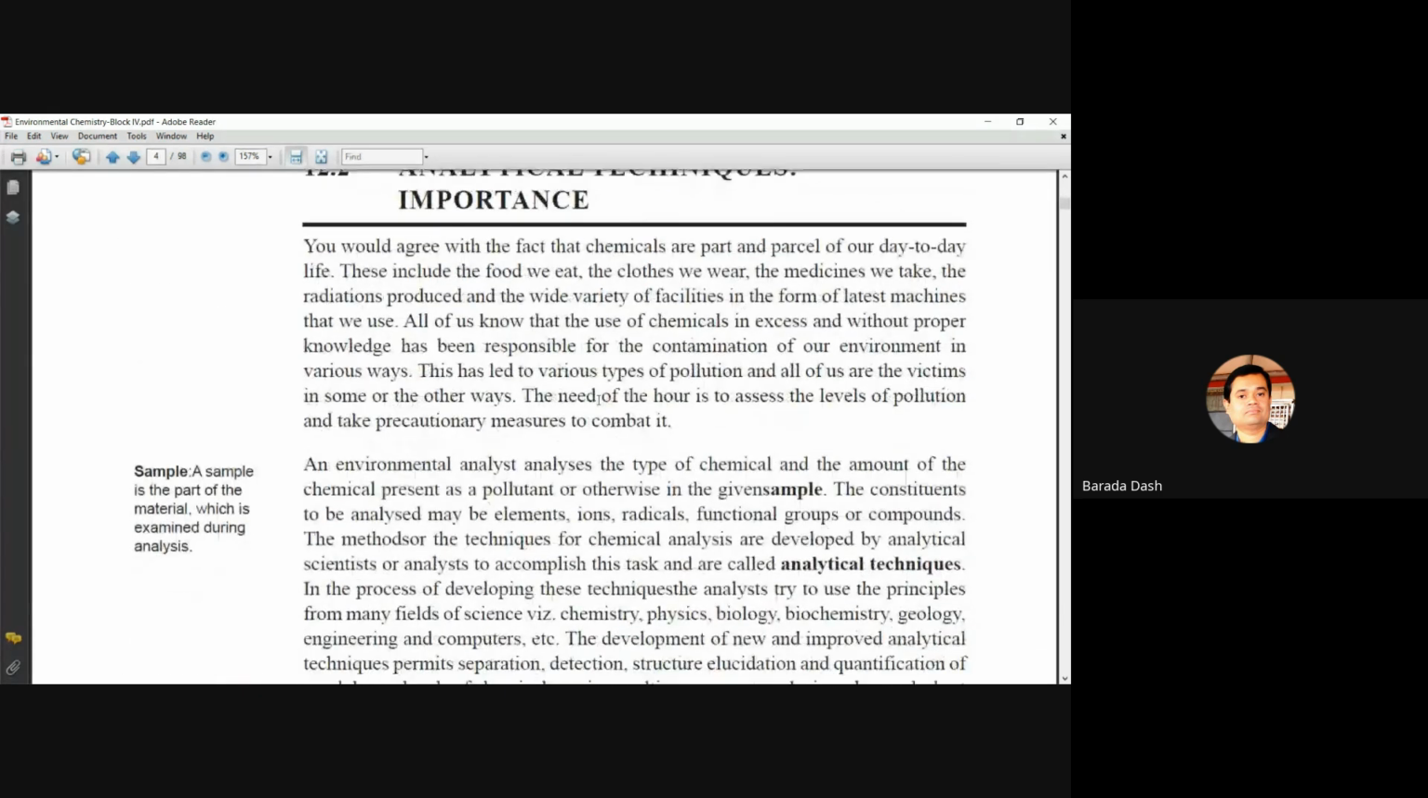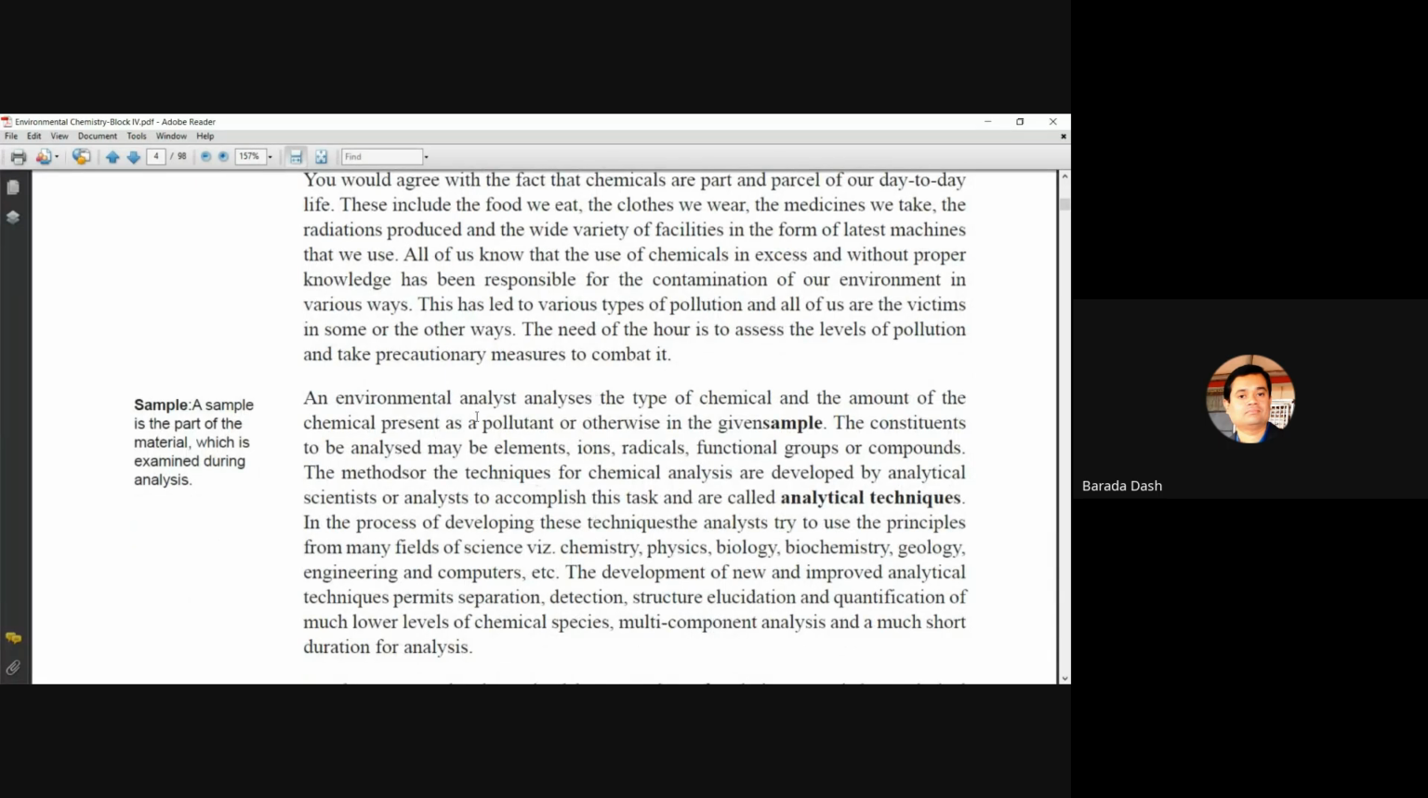So what is the importance of analytical techniques? You know that an environmental analyst analyzes the type of chemicals and the amount of chemical present in the pollutant, or otherwise in the given sample. So basically, when an analyst analyzes a chemical sample or a water sample, he or she analyzes the chemicals present as a pollutant in the given sample.